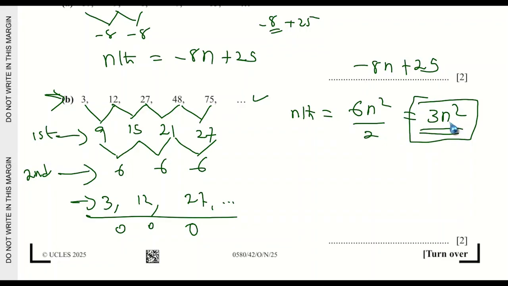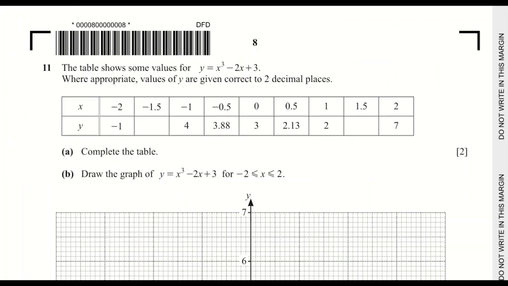So if you try it, you see that this is what you're going to get. And you can see that we are getting the same thing already. So it is 3n squared. So let's go to the next question. That will be question 11.